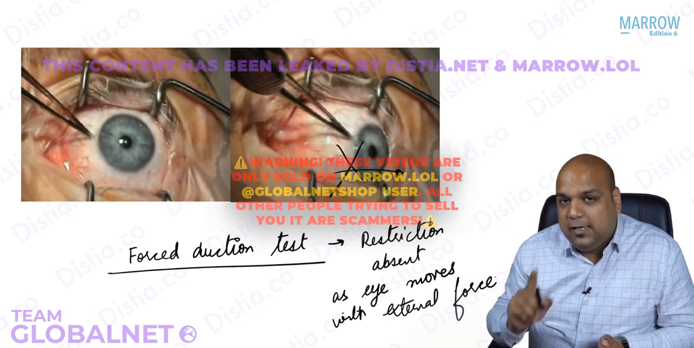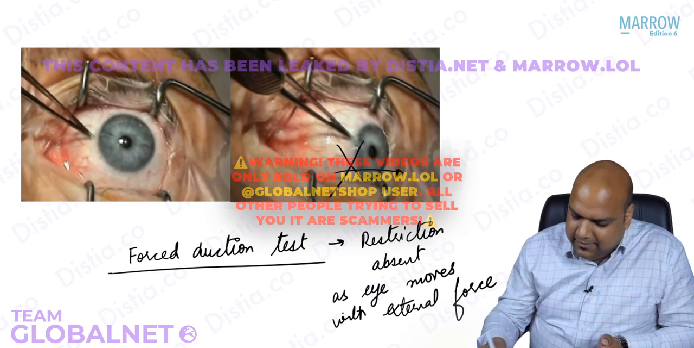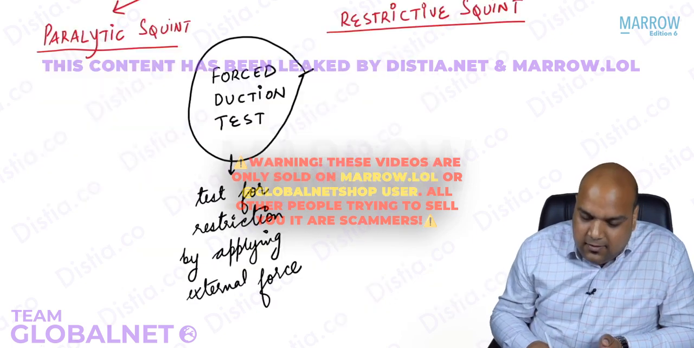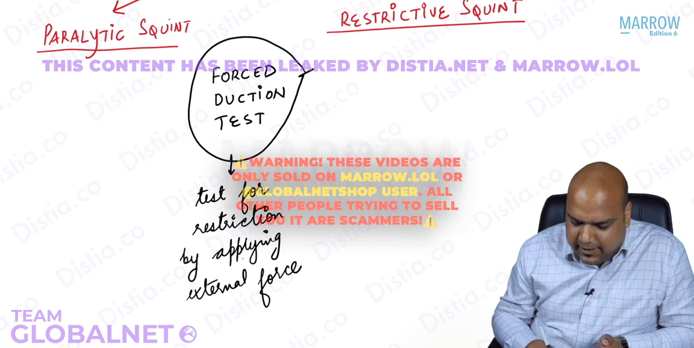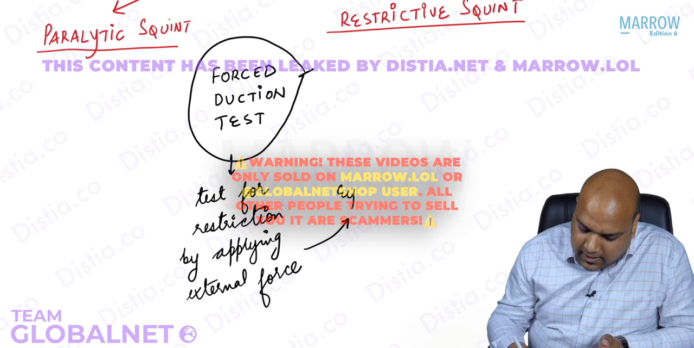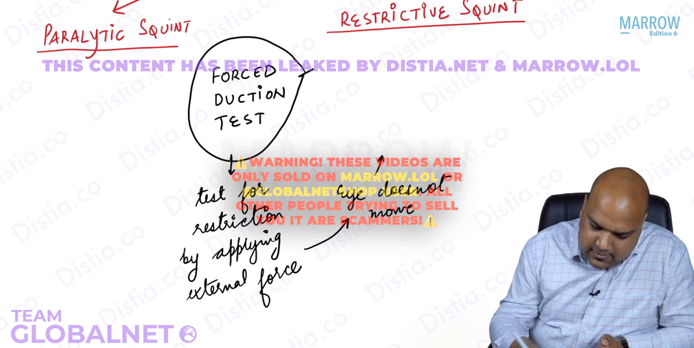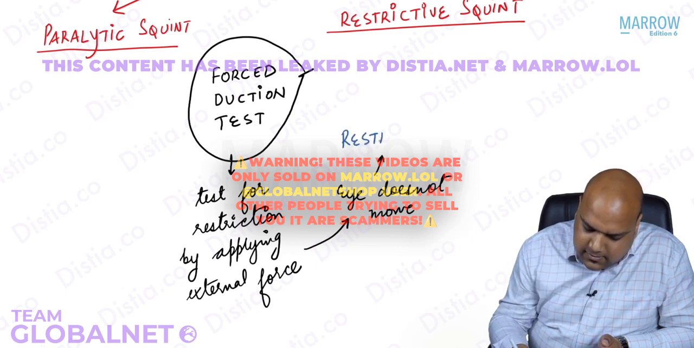Am I making myself very clear here, everybody? Yes? If I am, let's go back and let's write, everybody. Forced duction test tests for restriction by applying external force. If eye does not move, then I am saying restriction is present.